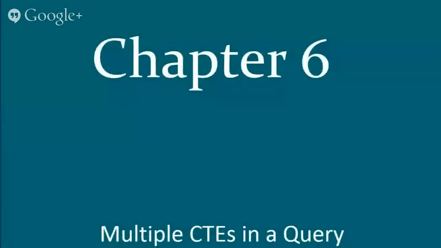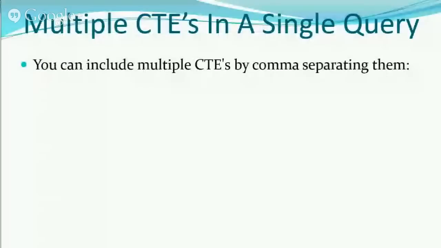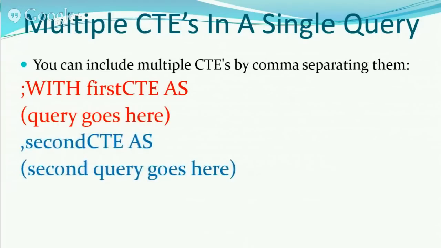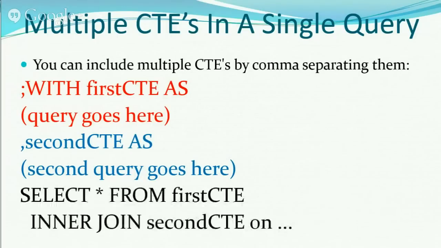All right, on to multiple CTEs in a query. All you have to do to include multiple CTEs is separate them. So here's an example. We start with a semicolon with our first CTE, and then inside of parentheses, we have our normal query. You can have a second one with a second different query here. It would never make sense to put the exact same query in because you just use the first one in that case. And then we can select something from the first CTE and join to the second CTE on some column they might have in common there.